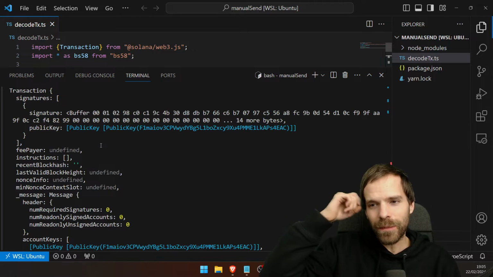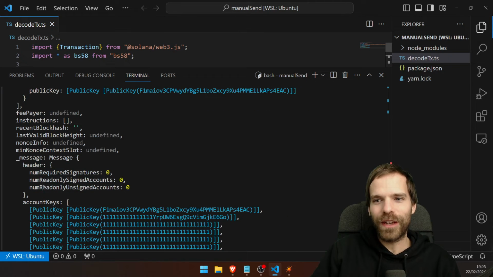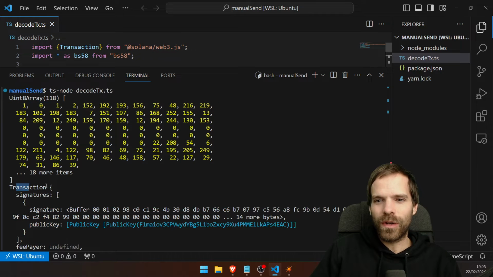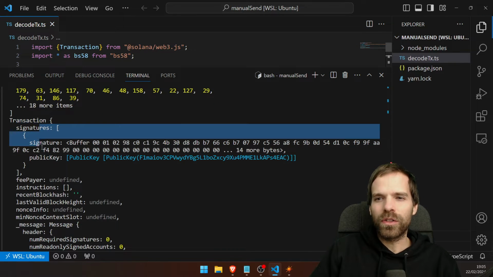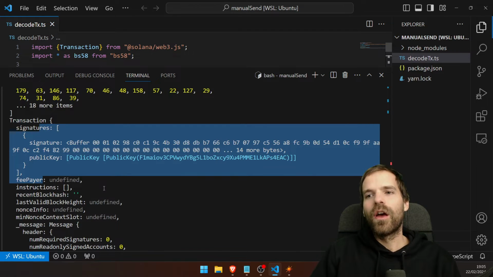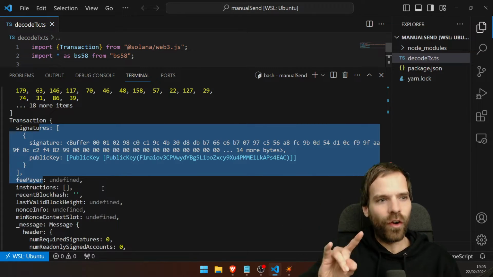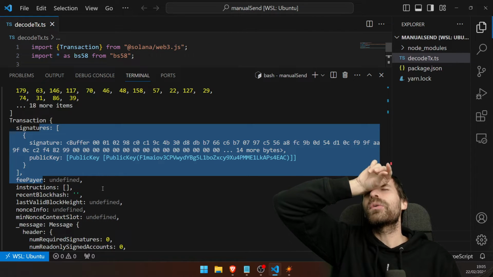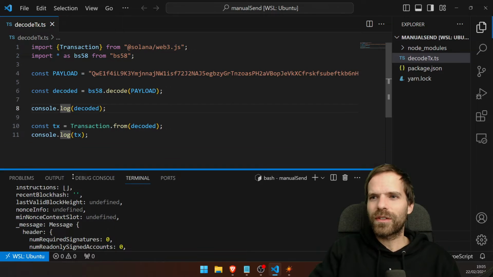Okay. I think I'm starting to get this. Here we also have the header again. Number of required signatures, 0. And that should be that though, because Transaction.from also thinks there are signatures in there, probably first. If you serialize a transaction, how did that work? Where do you put the signatures? Can I just get a transaction message?